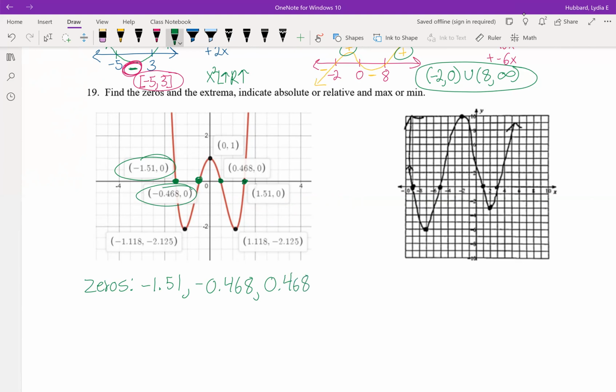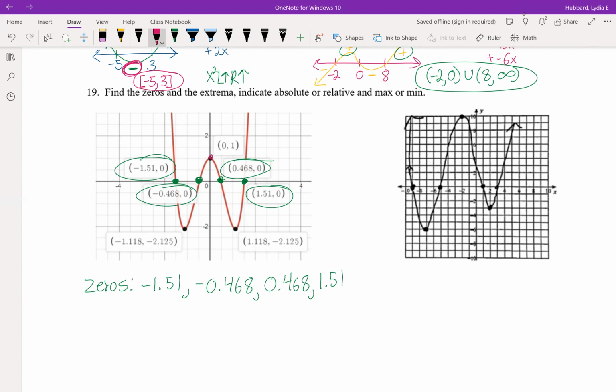0.468 is coming from this point, which is happening here. And positive 1.51. It's right here, and it's this point. Those would be my zeros. Okay. Then I guess we could do maximums.